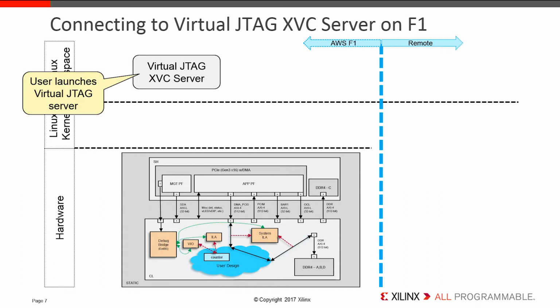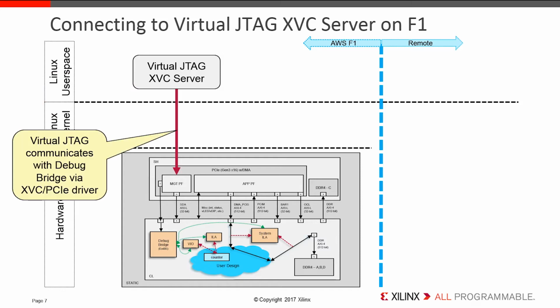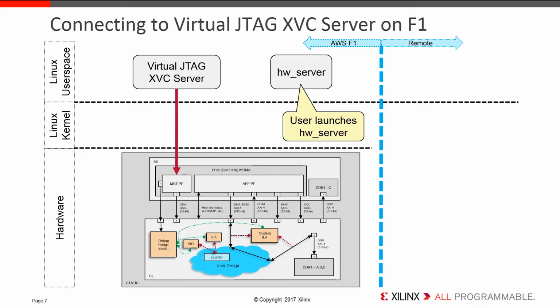We need to launch the virtual JTAG server. This is an AWS command. And this server enables communication between the design under test and the PCIe module. We should also launch the hardware server on the F1 instance. The hardware server is available as part of the Amazon Web Service HDK release.